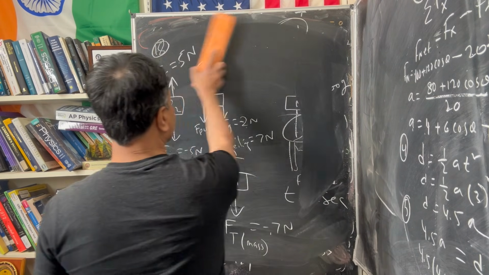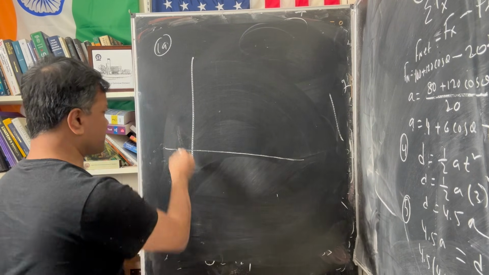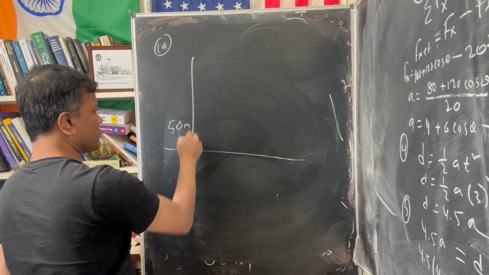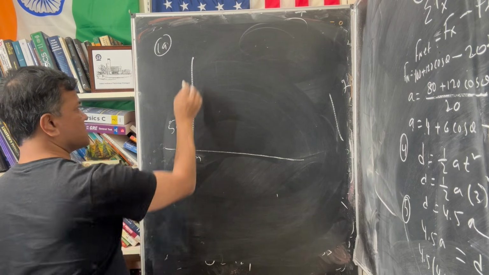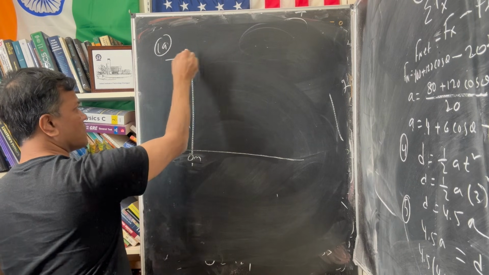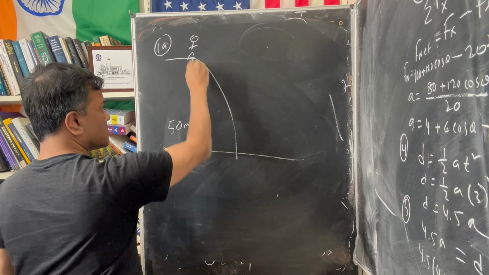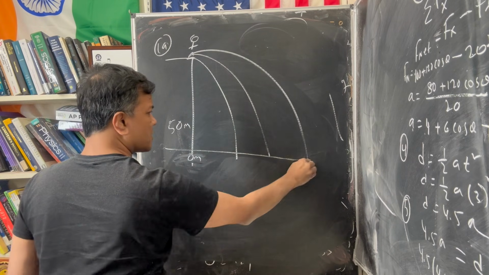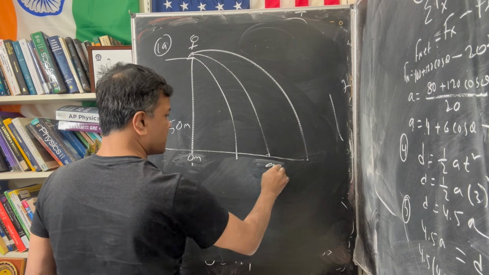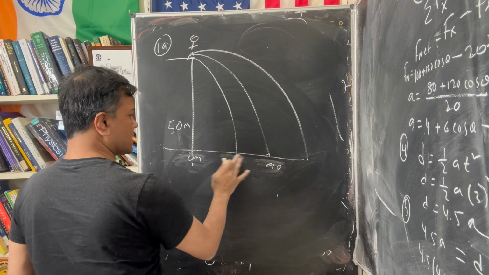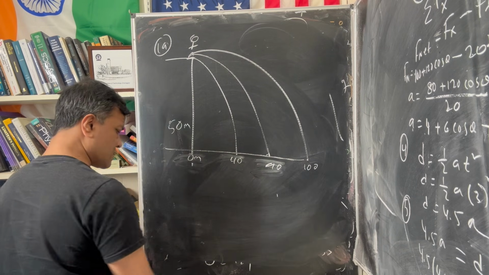Let's do problem 19. So what happened? You are on top of a 50-meter cliff. This is 0 meter, so this is 50 meter. You are on top here. You want to jump. Not here, not here, not even here. So here is 90 meter, here is, let's say, 40 meter, here is 100 meter.